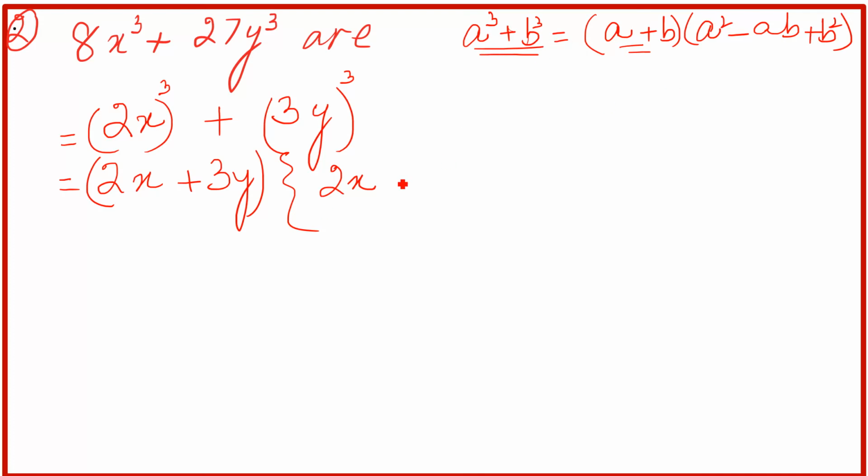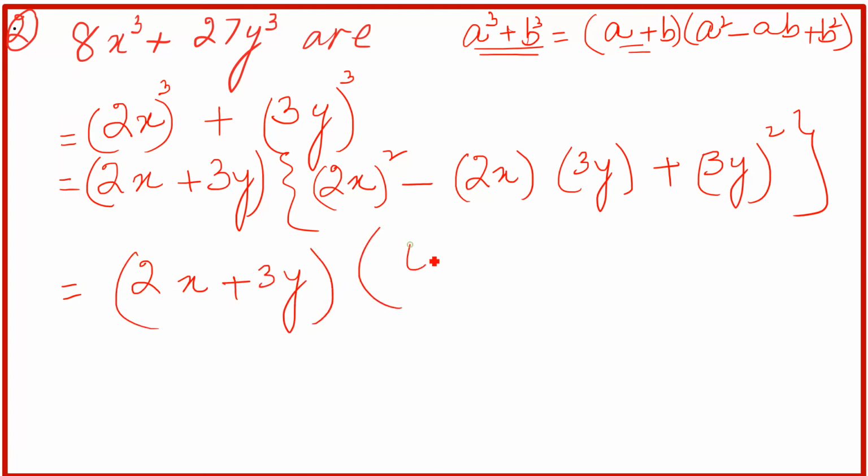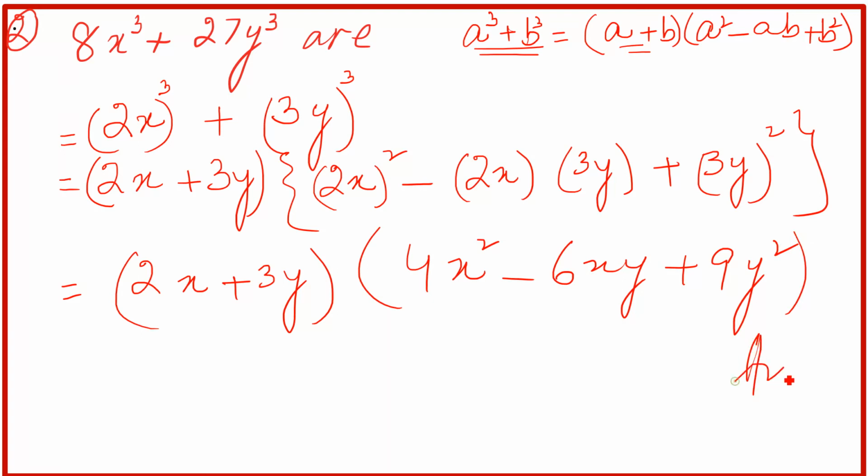So first is a square, write down a square, minus ab. Instead of a, we have 2x. Instead of b, we have 3y. And then b square, we have 3y square. So we will write down 2x plus 3y, times 4x square minus 6xy plus 9y square, and this is the answer. And then you can check your MCQs A, B, C, D where your answer lies.